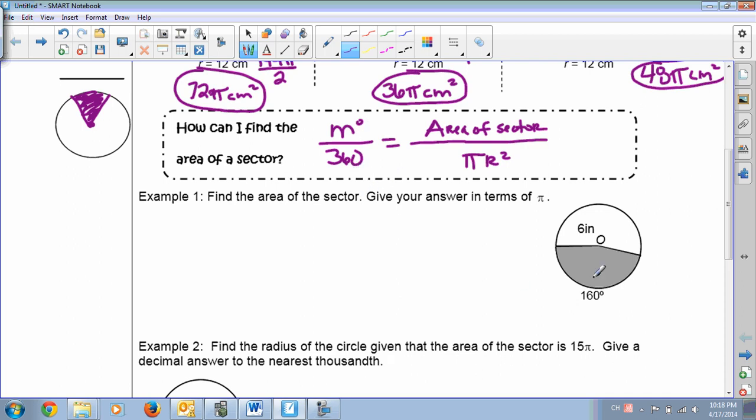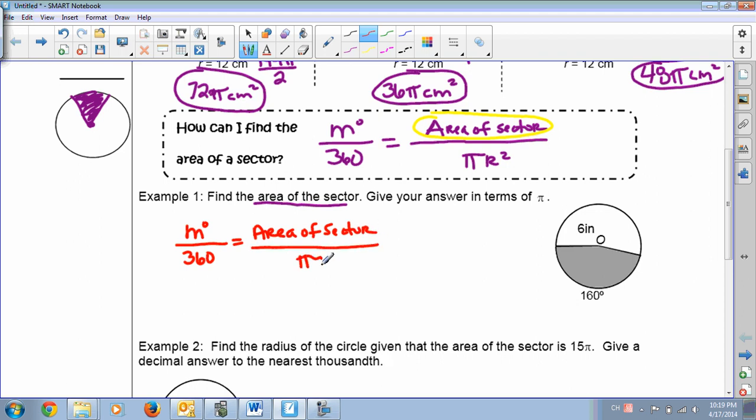Okay, so let's try one. Example 1, find the area of the sector. So we're looking for this value here. Give your answer in terms of pi. Okay, well, remember it's the measure of the arc in degrees over 360 degrees is equal to the area of the sector, I'm just going to say area of sector here, over pi r squared. From now on, you'll see me call area of sector just A. Okay, so we're looking for A.